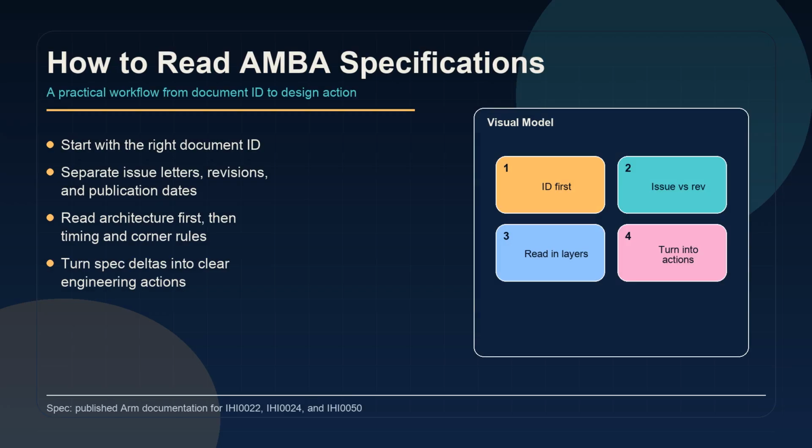Today we're going to be looking at how to read AMBA specifications. The goal is to move from the right document and issue level to clear hardware, verification, and software actions without mixing old behavior with new requirements.